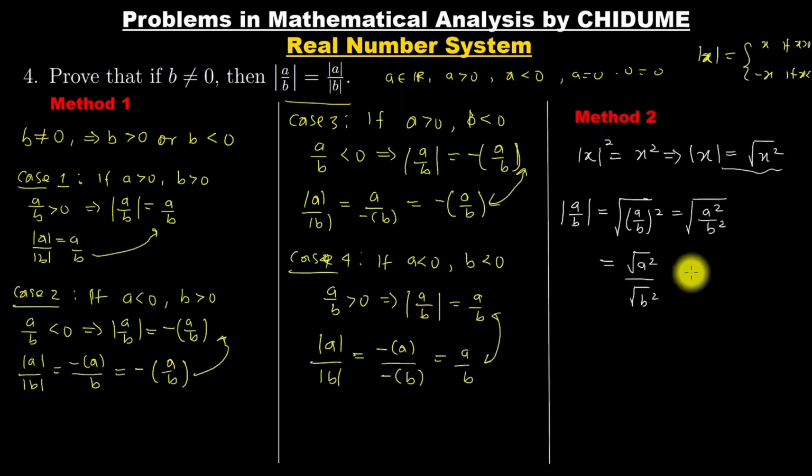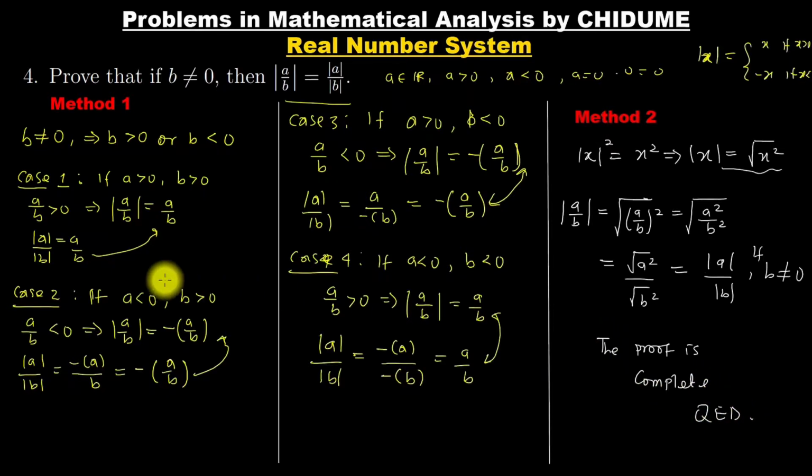Got it? Good. Which can still be written as the absolute value of a over the absolute value of b. And you know that for me to separate this radical sign, definitely b must not be equal to 0. So that means we're done. This is true if b is not equal to 0, and we are done with our proof. So we can just write, the proof is complete. Quite easily done. So let's move on to the next question.